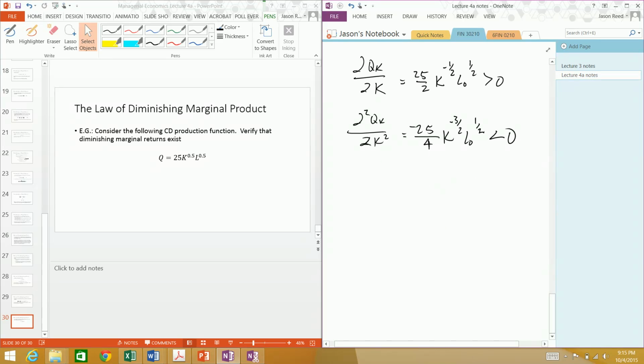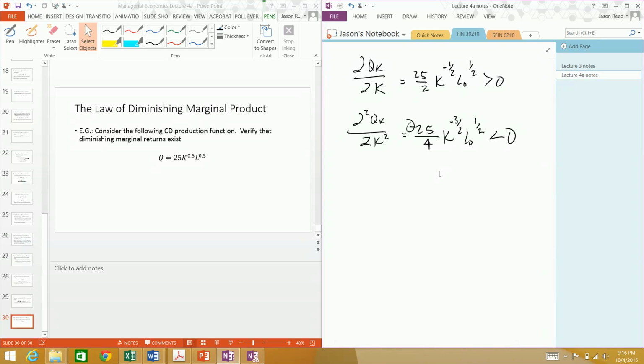So when we do our diminishing marginal returns to capital, we'll set labor fixed. And so we take our first derivative, and actually our first derivative in this instance is identical, and we know it's greater than 0. When we take our second derivative with respect to capital, we see again that it's negative because capital and labor have to be positive. So we get overall a negative value there. And so we've thus, with this example, verified that diminishing marginal product exists.